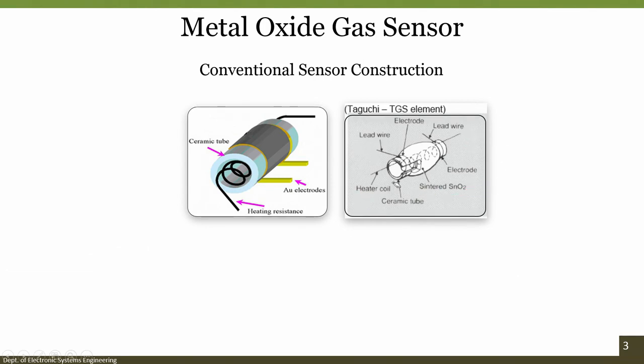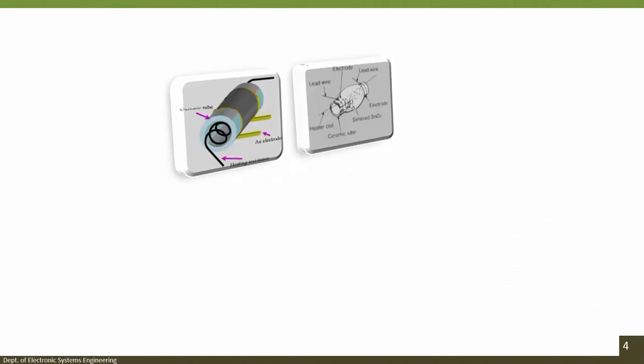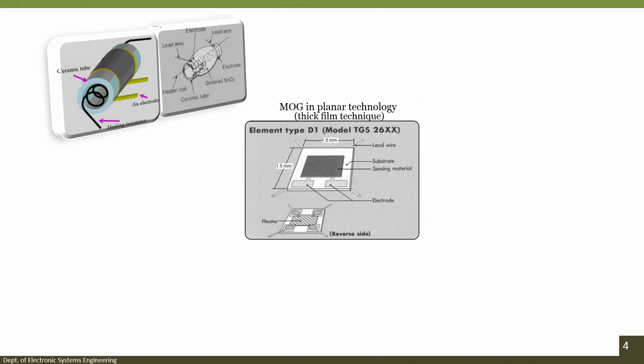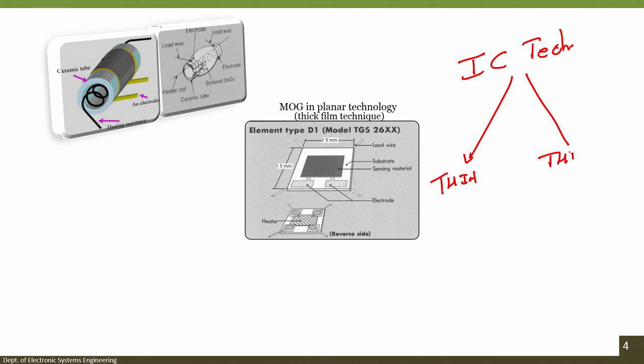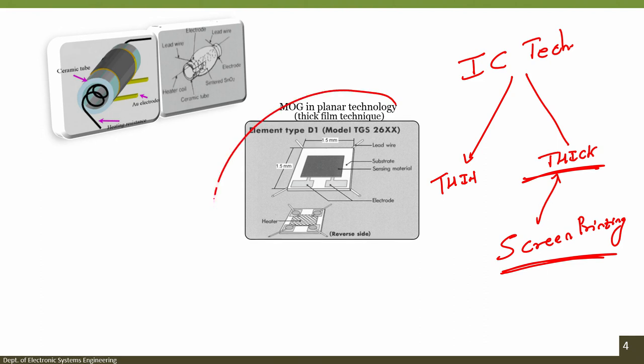For now, this is a conventional way of fabricating a sensor. A second way of fabricating a sensor is using thick film technology. Now, if you know integrated circuit technology, then you will understand that there are several kinds of technologies. One is thin film technology and another one is thick film technology. In thick film technology, we use screen printing. Using this screen printing technology, we have fabricated a sensor, and that is why it is called thick film technology. Now again, the front side of the sensor.